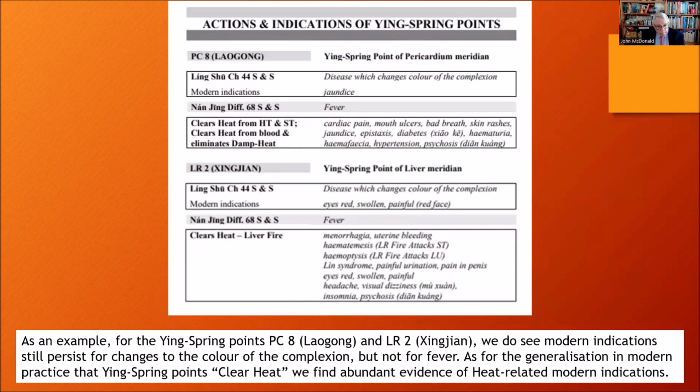As an example, for Ying Spring points pericardium 8, Laogong, and liver 2, Xingjian, we do see modern indications still persist for changes of the colour of the complexion, but not for fever. As for the generalisation in modern practice that Ying Spring points clear heat, we find abundant evidence of heat-related modern indications.